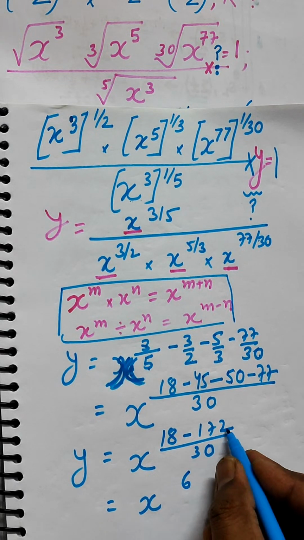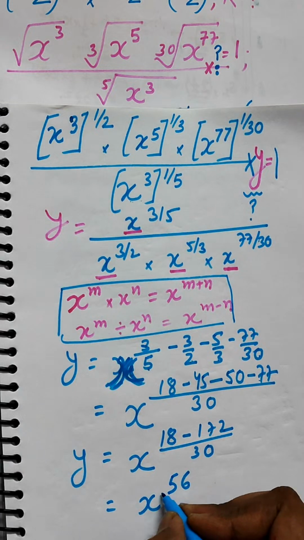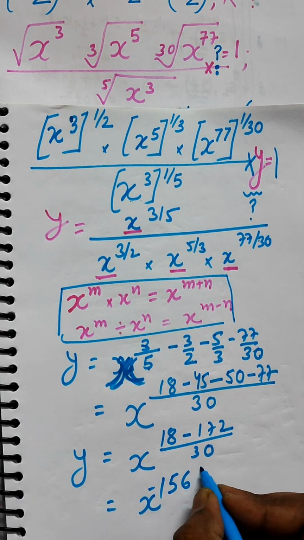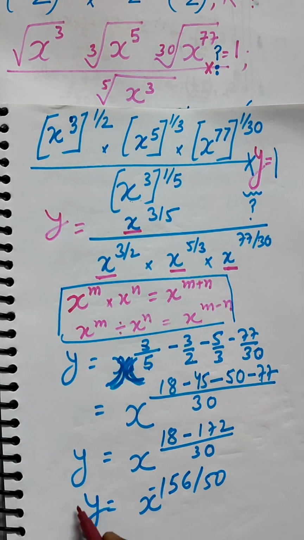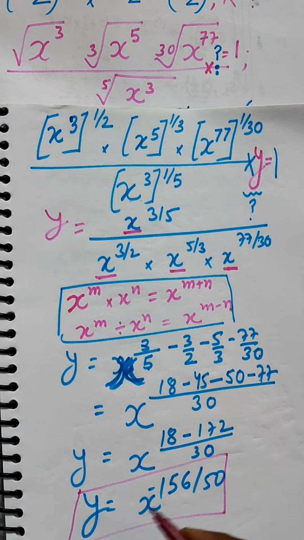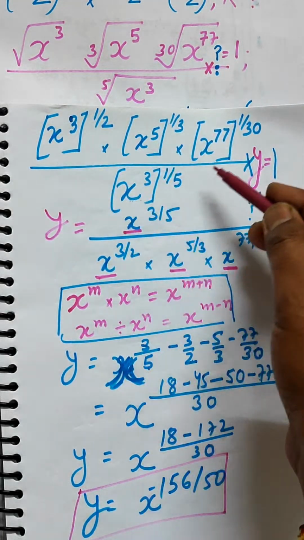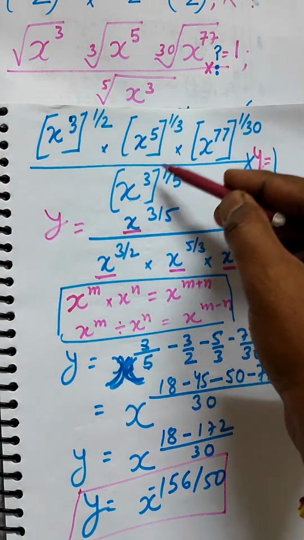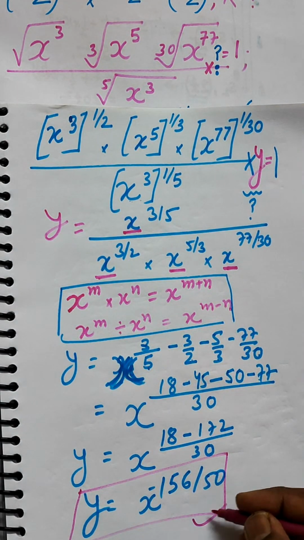That is 6, just I'm subtracting 5 minus 156 by 30. So this is the value of y, which when multiplied with the above number, this set of exponents and bases, gives 1, okay? So this is the value of y.